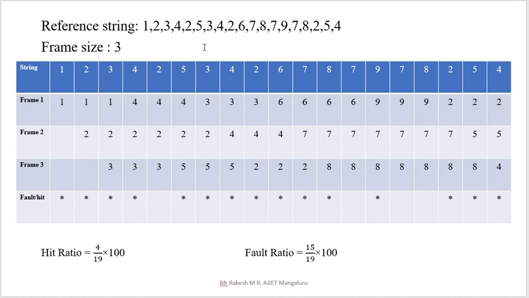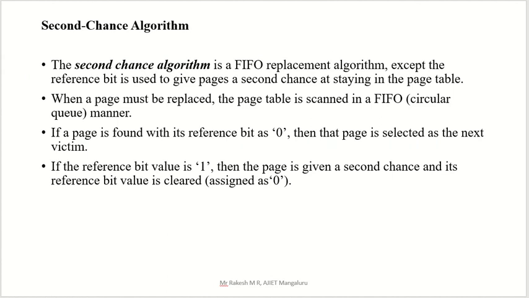Okay, now we will go for the last algorithm, the second chance algorithm. What is the second chance algorithm? The second chance algorithm is a FIFO method itself. Here one thing you have to remember: if a page is found with its reference bit as 0, then that page is selected as the next victim. If the reference bit is 1, then the page is given a second chance and its reference bit value is cleared.